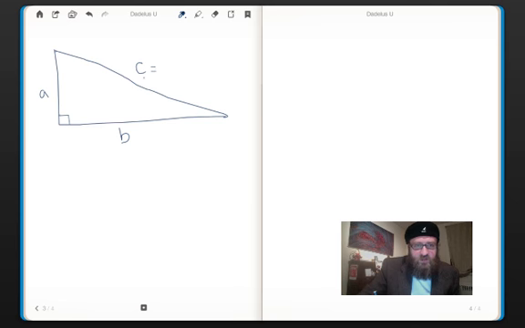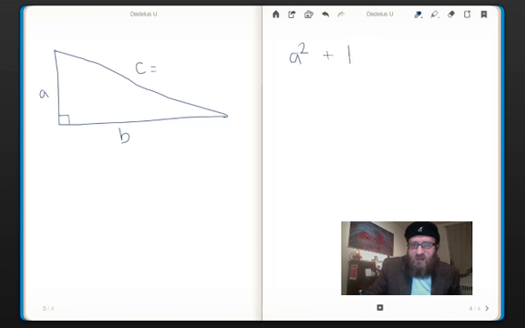And ultimately we want to figure out what C equals using the Pythagorean theorem, which is simple enough. Pythagoras discovered that the square of the legs, that's A squared plus B squared, is equal to the square of the hypotenuse. Let's take a look.